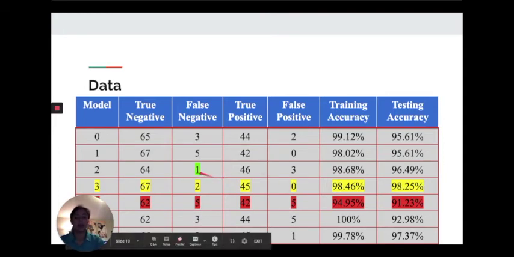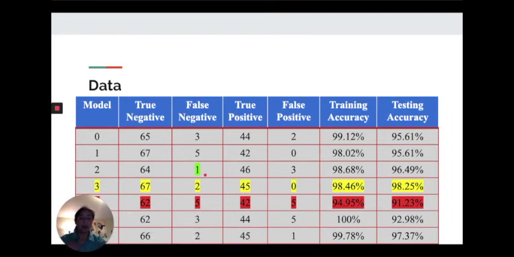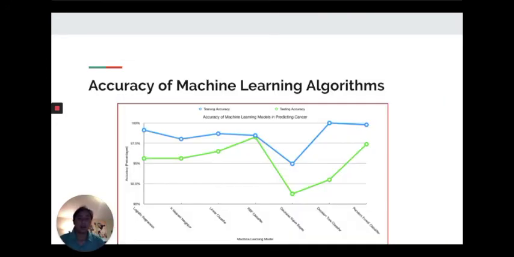And that's why I highlighted this one over here, which is the false negative of Model 2. It actually had the lowest amount of false negatives, which is very good. And then here's just another graphic to show that difference between the training and testing accuracy between each model.